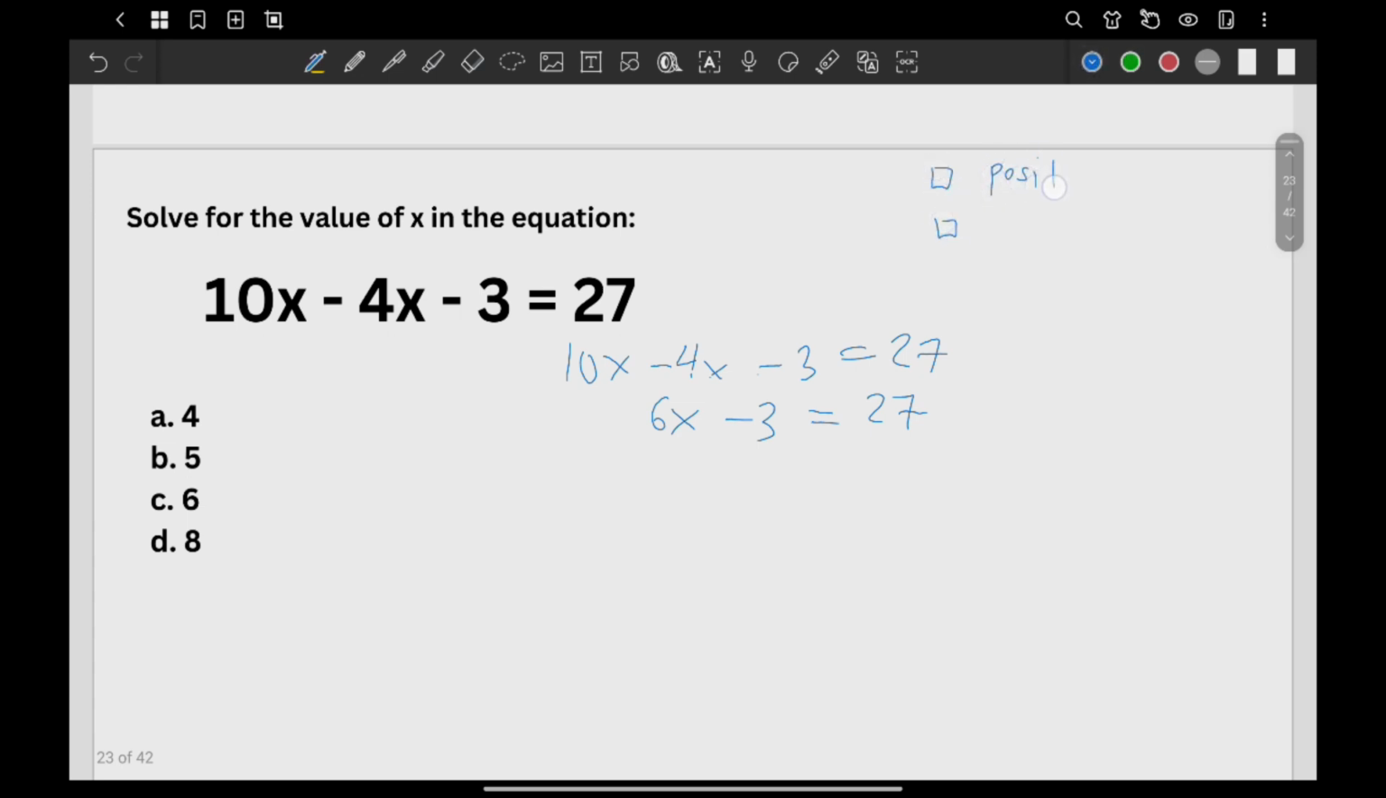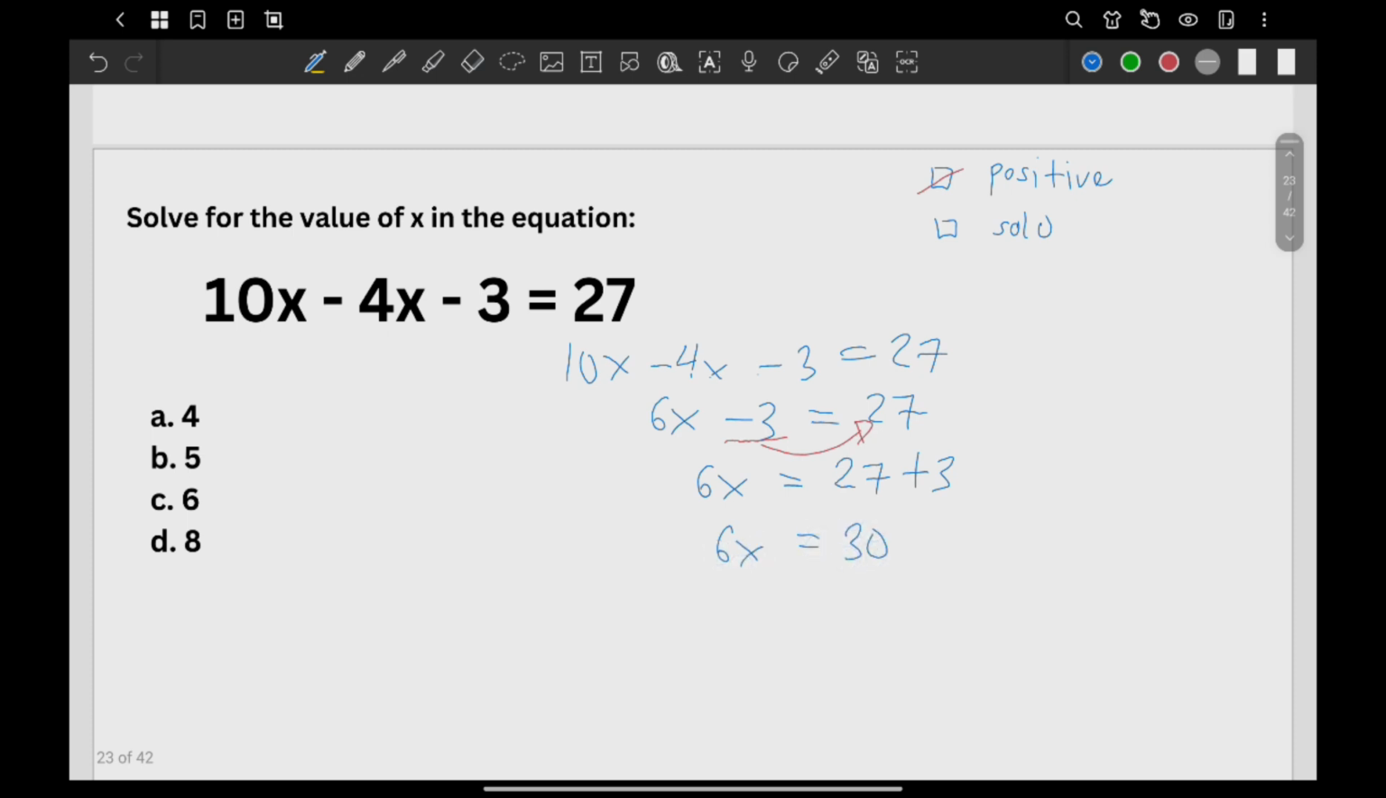Now, the two rules. Positive and solo. Okay, is the variable x already positive? Check. Solo? Not yet, because we need to move the negative 3 from left going to right. What will happen now? We have here 6x is equal to, I'll copy the 27. The negative 3 will become positive 3. So you have now 6x is equal to 30.